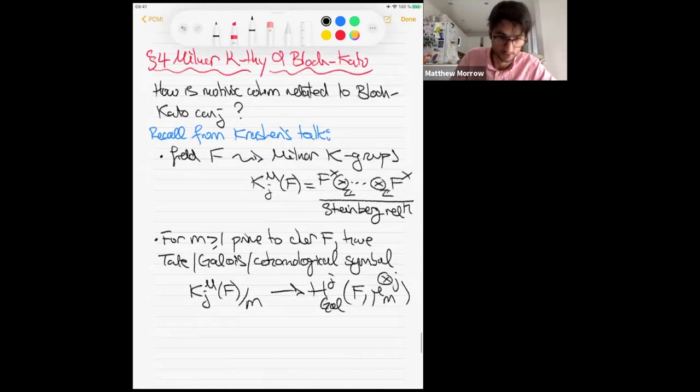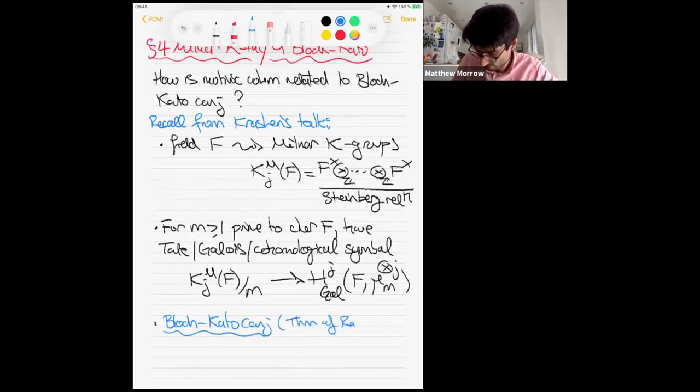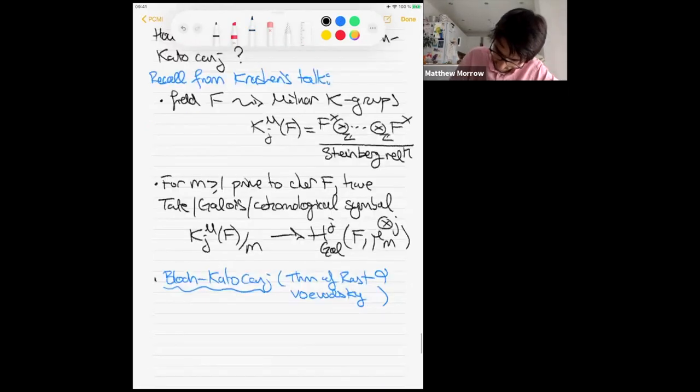And the Bloch-Kato conjecture says that this is supposed to be an isomorphism. Now this is of course no longer a conjecture, it's now a theorem of Rost and Voevodsky, which states that the Tate symbol is an isomorphism.